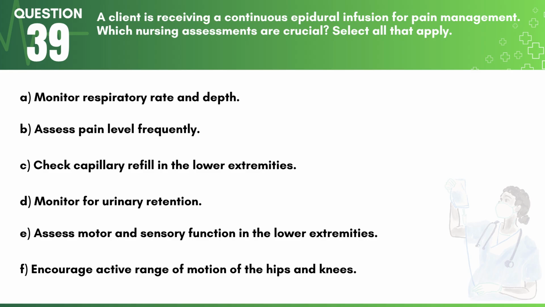A. Monitor respiratory rate and depth. B. Assess pain level frequently. C. Check capillary refill in the lower extremities. D. Monitor for urinary retention. E. Assess motor and sensory function in the lower extremities. F. Encourage active range of motion of the hips and knees.